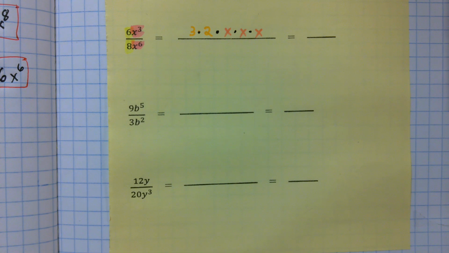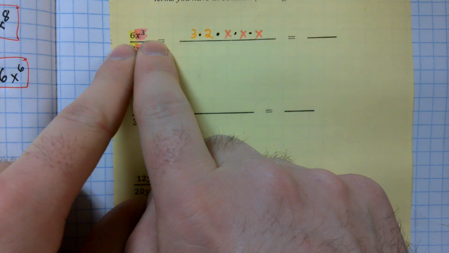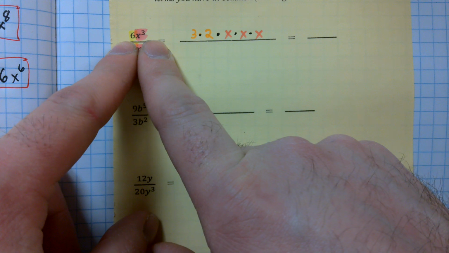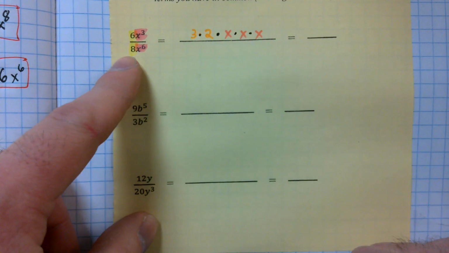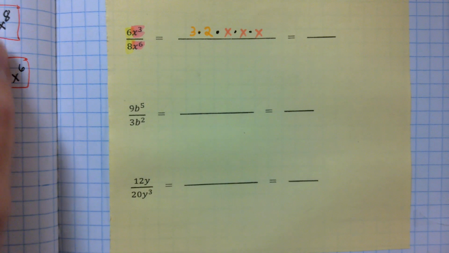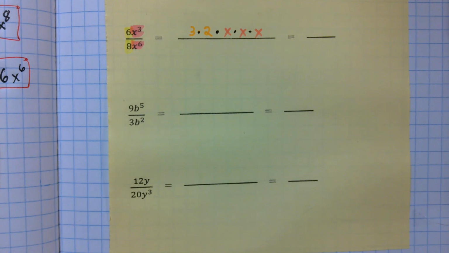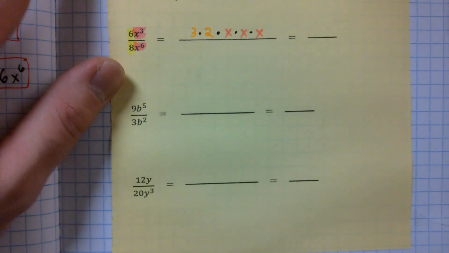So 6x to the third, if I break it down into all its little parts, is 3 times 2 times x times x times x. Bring those all back together. Boom, I got 6x to the third. With me so far? Let's do the same thing on the bottom. How can I split up 8? What two numbers multiply to give me 8? 4 times 2.